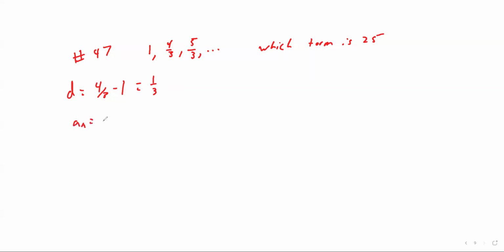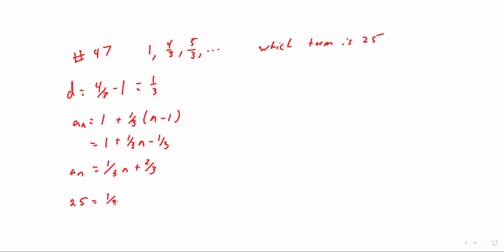So now I develop my equation. So 1 plus 1/3 times n minus 1. That gives me 1 plus 1/3 n minus 1/3. So this gives me 1/3 n plus 2/3, because that's what 1 minus 1/3 is. This is what a(n) is. Again, it wants me to determine which term is 25. So then I'll say 25 is equal to 1/3 n plus 2/3.